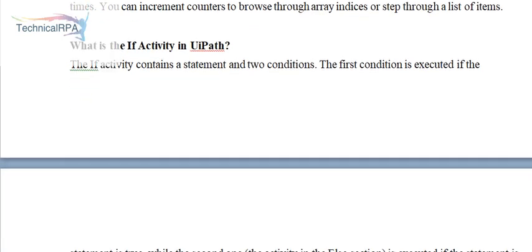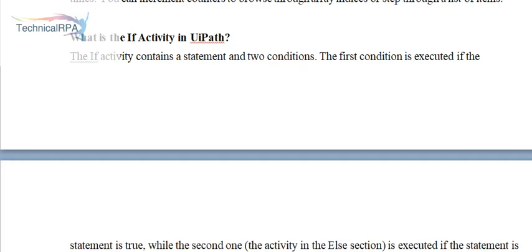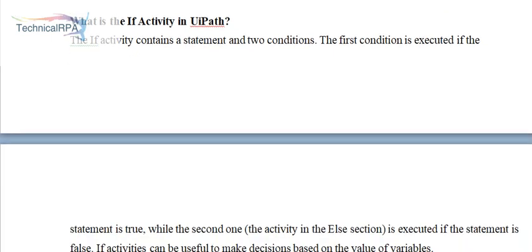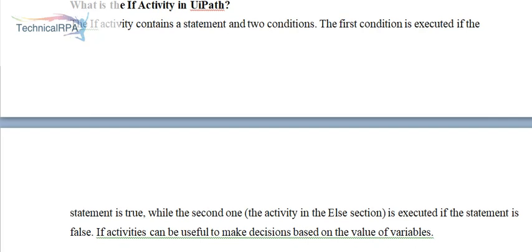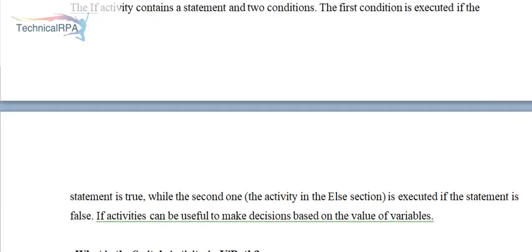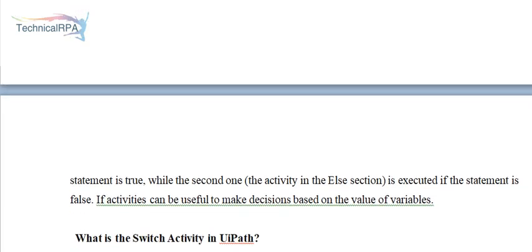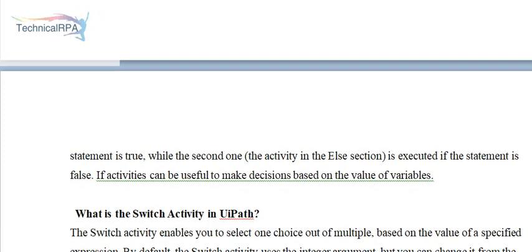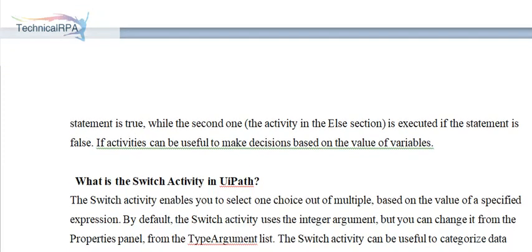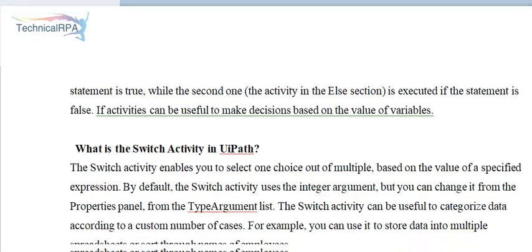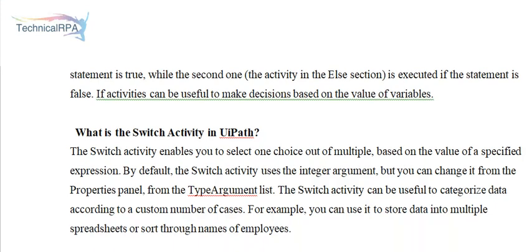What is the if activity in UiPath? The if activity contains a statement and two conditions. The first condition is executed if the statement is true, while the second one, the activity in the else section, is executed if the statement is false. If activities can be useful to make decisions based on the value of variables.